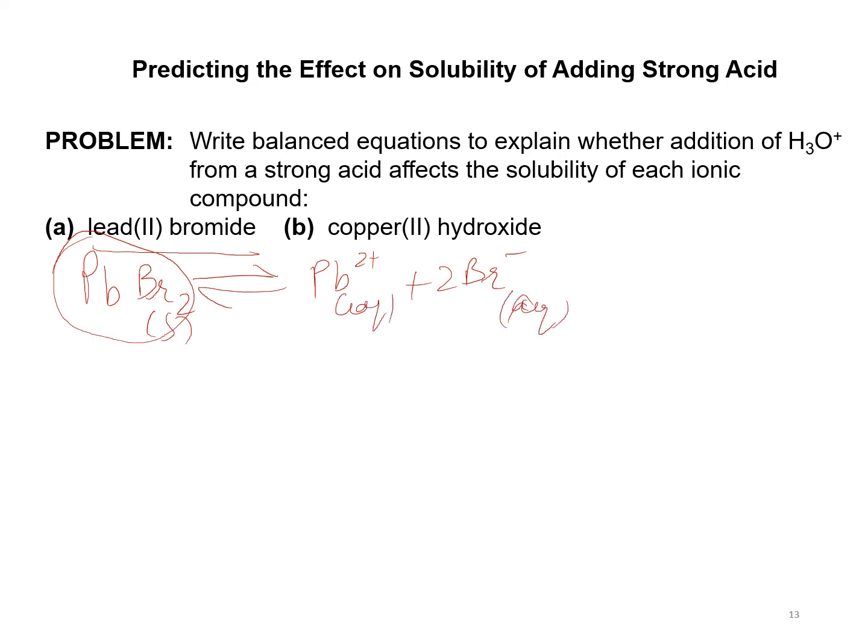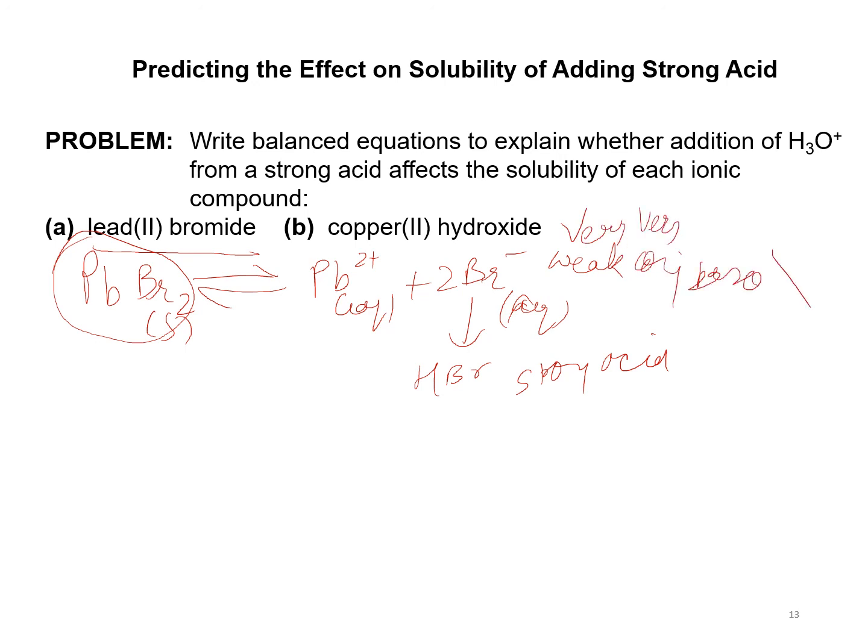So if I add proton from outside, it's going to react with the anion, right? Now where is this anion coming from? This is coming from HBr, which is again a very strong acid, meaning this is a very, very, very weak conjugate base that will not react with our acid. So the solubility of this compound is not going to be affected by addition of any protons from outside.